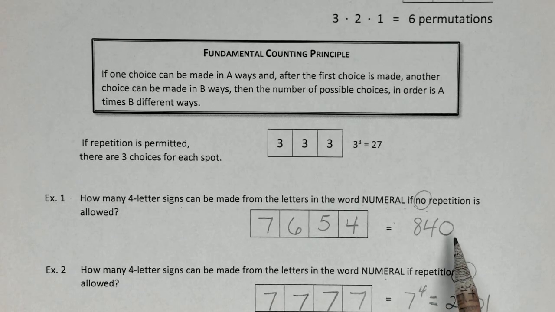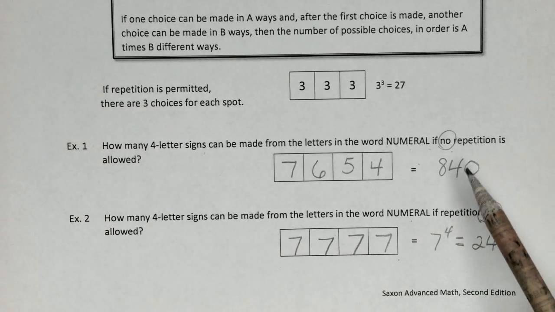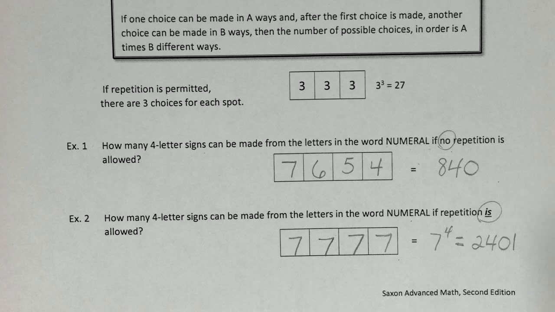Okay, no repetition. Cut off the screen, sorry. No repetition, 840. With repetition, 2,401 different choices, different permutations. Okay, so it makes a big difference whether or not you're allowed to repeat.